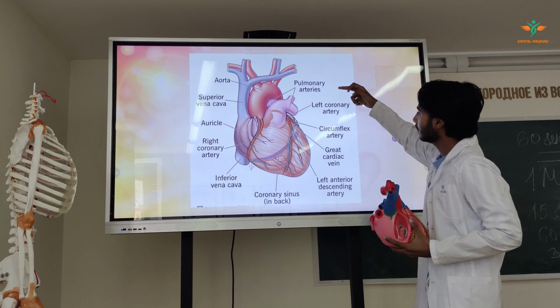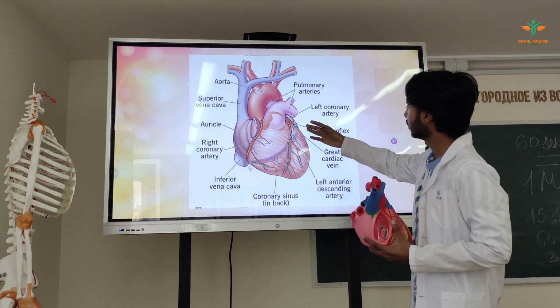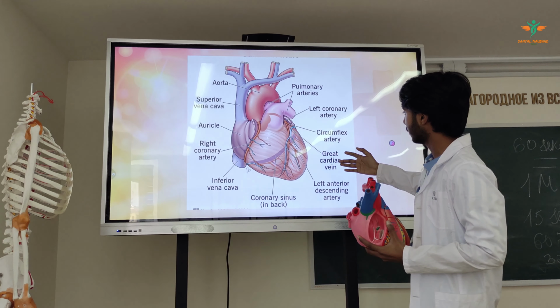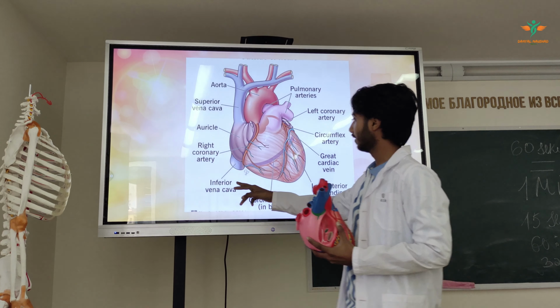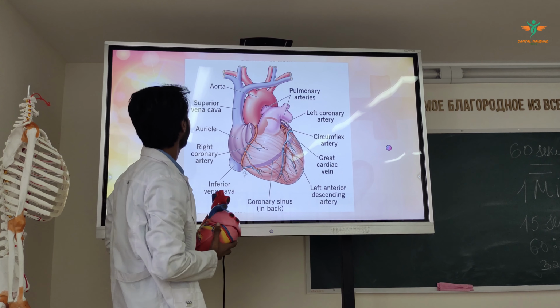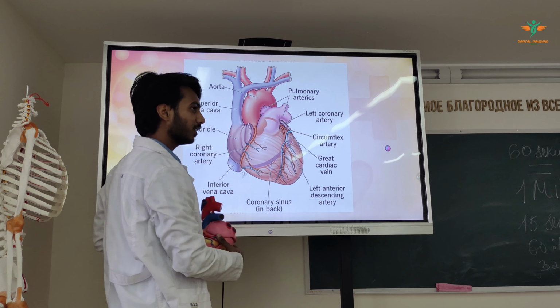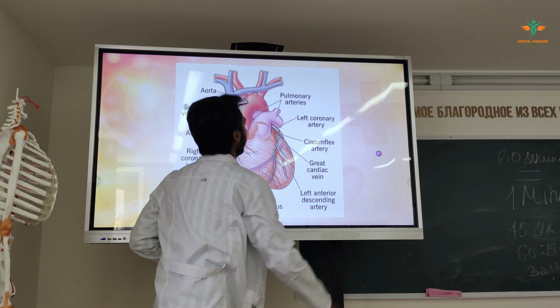There is the pulmonary artery, the left coronary artery, and the circumflex artery, which lies in the grooves, and the great cardiac vein, the left anterior descending artery, the coronary sinus, the inferior vena cava, the right coronary artery, the auricles, and the superior vena cava. The auricle is present above the atrium, on this side.